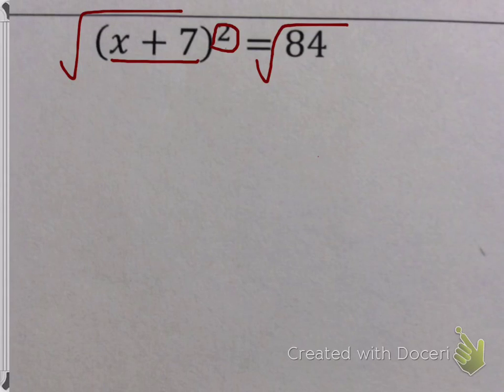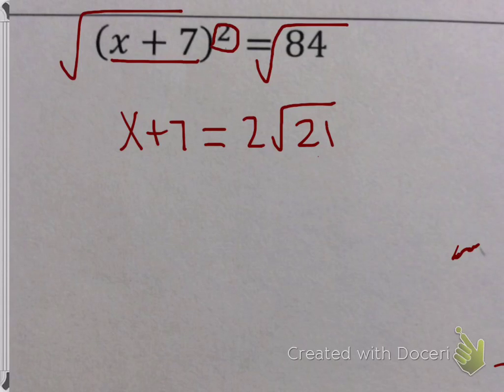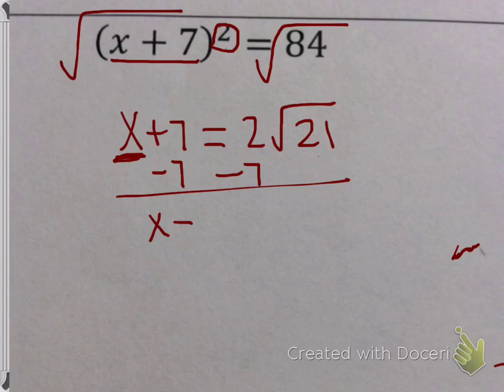The squared and the square root cancel on this side to just be x plus 7. And then I'm going to square root 84 and put it on the other side. The square root of 84 is 2 square roots of 21. I just punched that in my calculator and let my calculator do the work. To get the x isolated now, I'm going to have to move the 7. The 7 is added, so I'm going to subtract it to the other side. And I get x equals negative 7 plus or minus 2 square roots of 21.